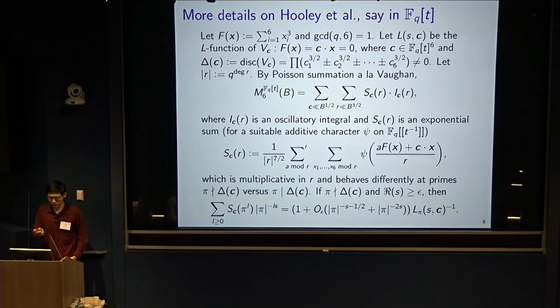So let me not say much about the oscillatory integral, but the exponential sum, which is where the L-function comes from, is, and I'm going to square root normalize everything, a sum over the numerators a mod r, and then the variables x1 through x6 also go mod r. So it's this Fourier transform. We have a times f of x plus the linear thing, c dot x, all over r.